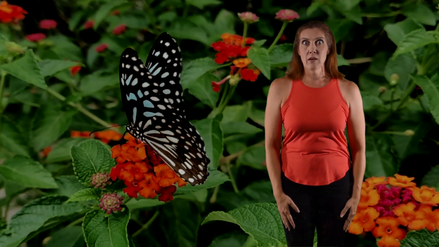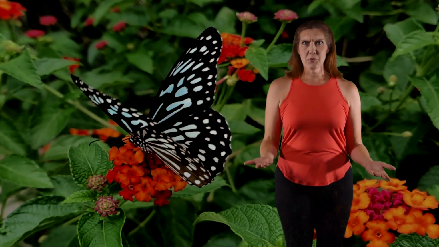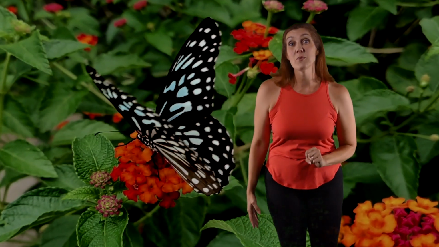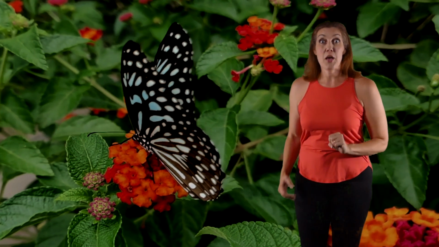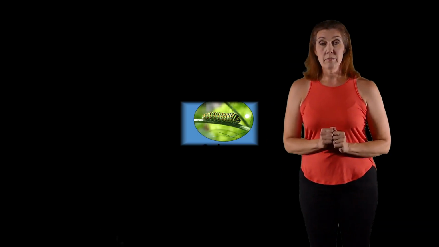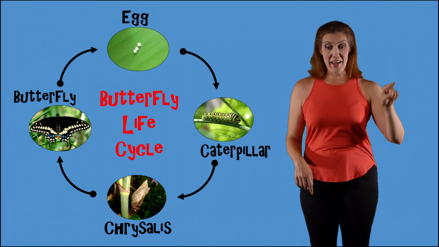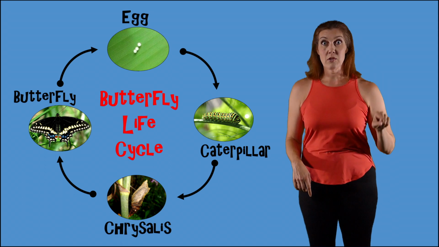Today, we are going to talk about the life cycle of a butterfly. But what does that have to do with music? Well, nothing yet. But stay tuned, because we are going to use music to help us learn today. Let's talk about the life cycle of a butterfly. A cycle is a circle. It goes around and around and around.